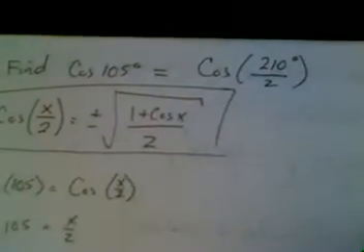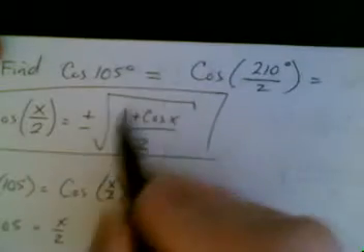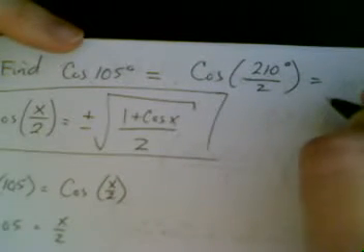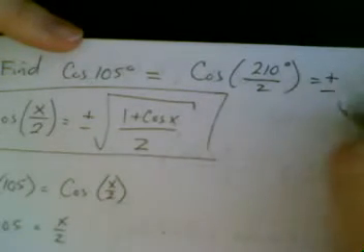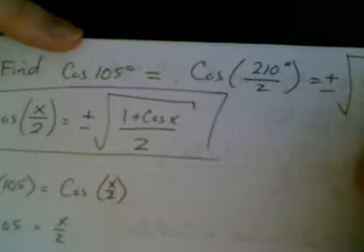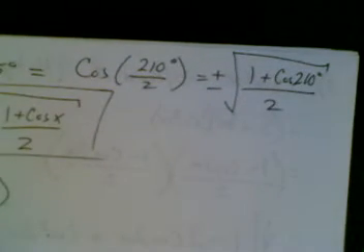But wait a second. I now know what x is. If I know what x is, I can use this identity right here. This is equal to plus or minus the square root of (1 plus the cosine of 210 degrees) divided by 2. Let me move this over here. What's the cosine of 210? I know that one. Let me think here, because I never remember these. 210 is the same thing as 30 times 7, so it's 7 pi over 6.